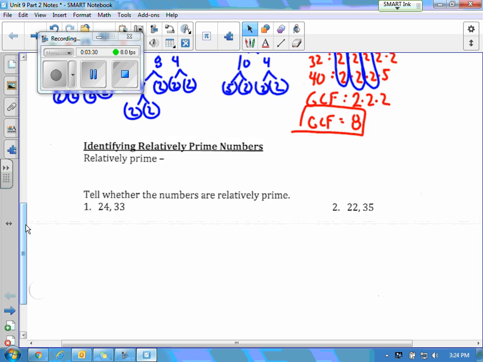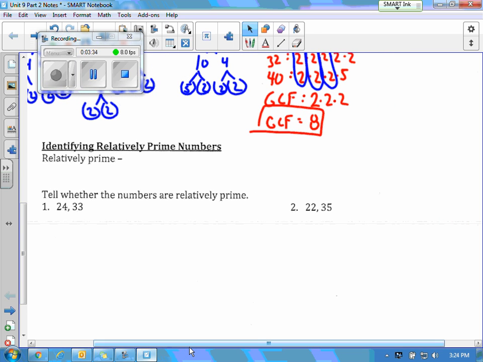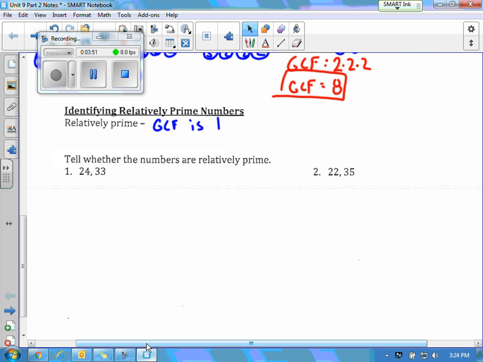Coming down to the next part, is identifying relatively prime numbers. So numbers are relatively prime if their GCF is 1. So they don't have anything in common except for 1. They don't both have to be prime, it's just that the only thing they have in common is 1. So the next part says, tell whether the numbers are relatively prime. So we're going to start the same way as we did before by doing factor trees of both. I'll do 12 and 2.